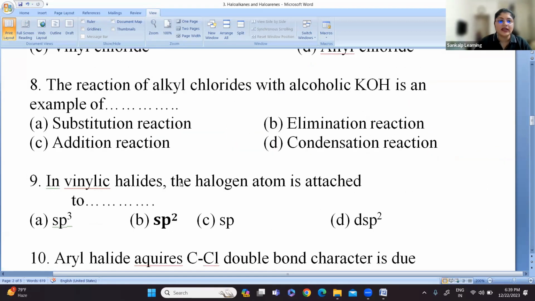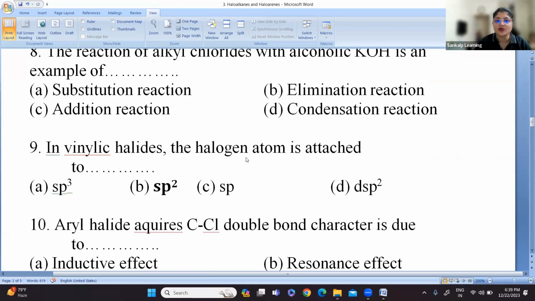Moving further, in vinylic halides, the halogen atom is attached to: A, sp3 hybridized carbon, B, sp2, C, sp, and D, dsp2. Good. Vedvati and Sangeeta have answered it right. It is sp2.